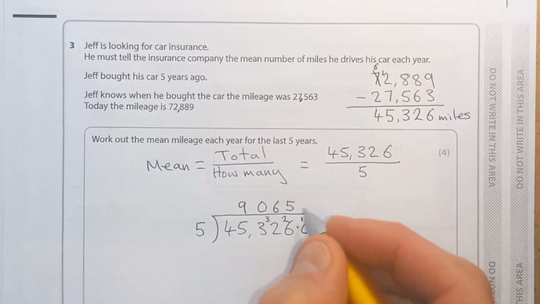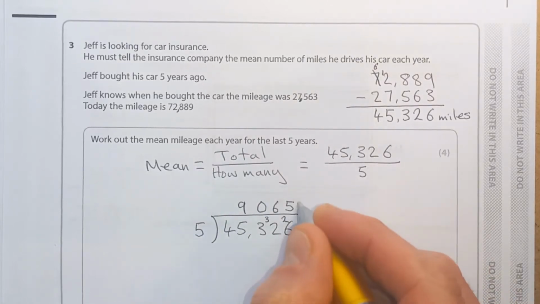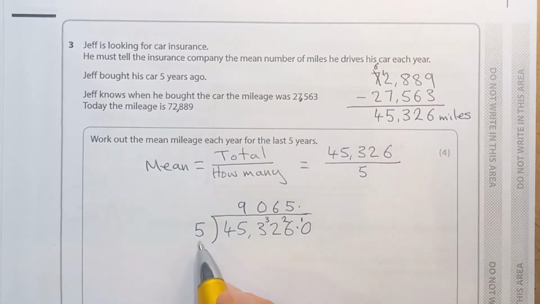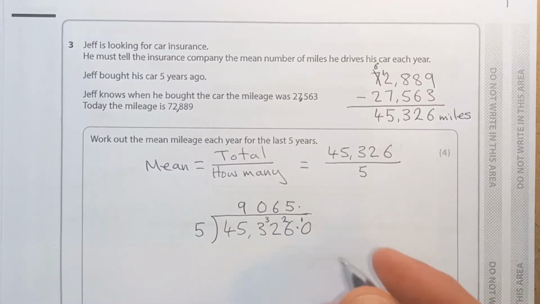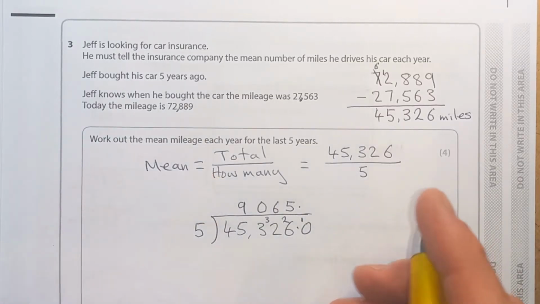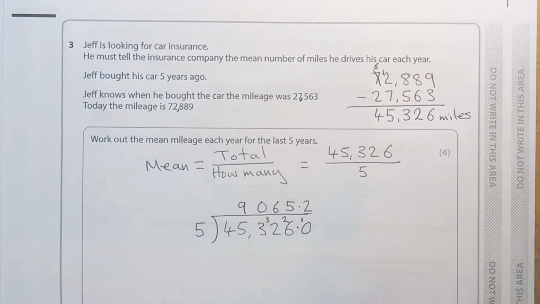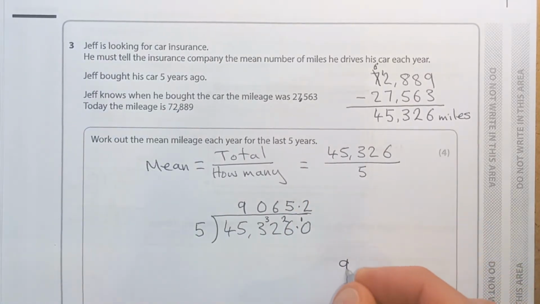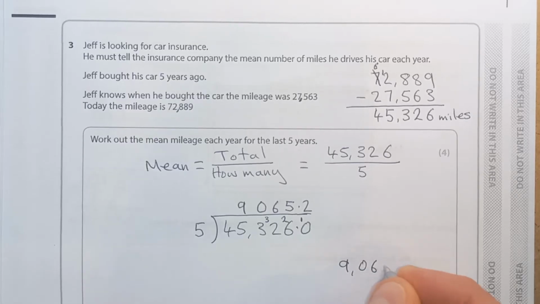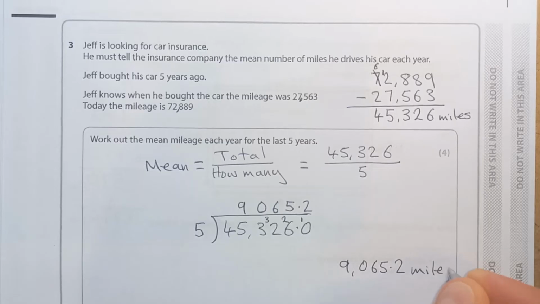Okay. We put our decimal point on top so it's lined up. So now we're saying how many times does 5 go into 10? Well, 5, 10, so that's twice. So we get an answer of 9,065.2 miles.